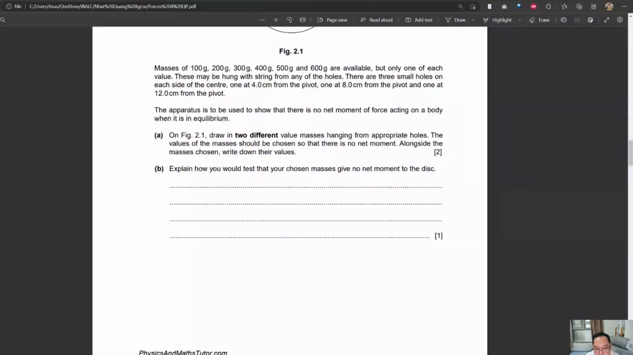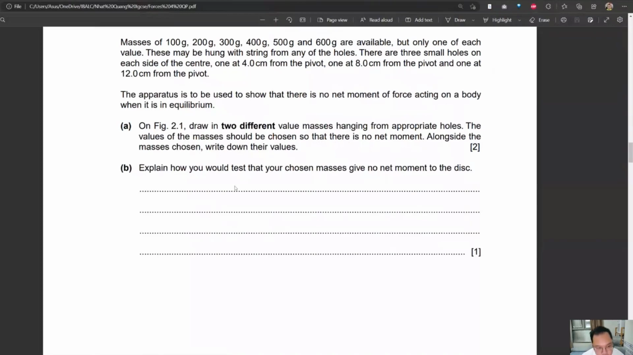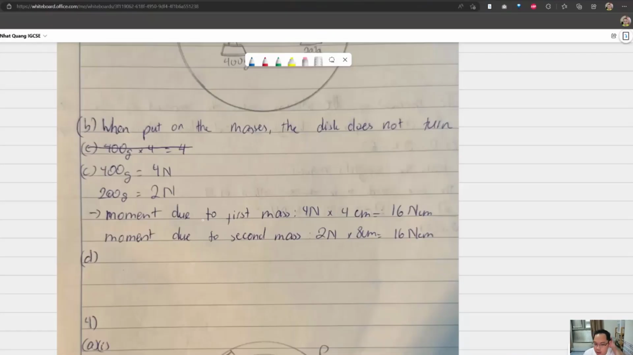Question B, explain how you would test that your chosen masses give no net moment to the disk, to be equal to 4 newtons. Again, you can say the weight of the 400 gram mass, or the 400 gram weight, is 4 newtons, and similarly 200 grams weighs 2 newtons. The moment due to the first mass, you can add some more detail in the clockwise direction.